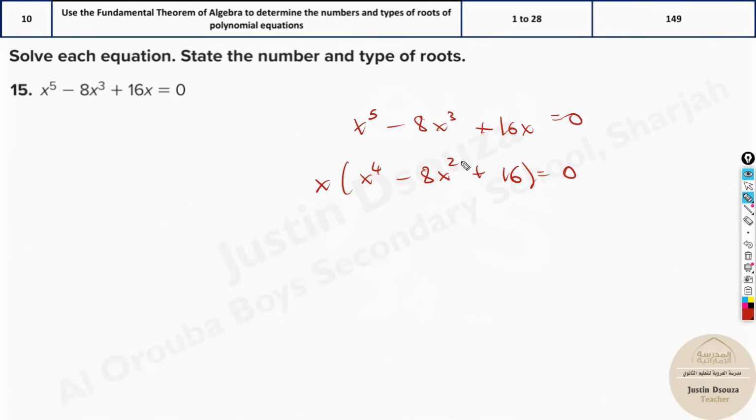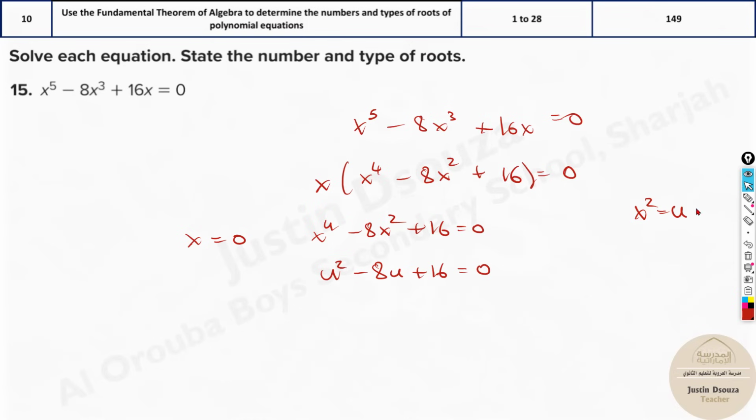Now this one has even powers. This can be written as a quadratic. You can't directly solve it. You can't put this in the calculator, or you can't just take x squared because there's 16 here. So it can be equated as x is equal to 0, x power 4 minus 8x squared plus 16 is equal to 0. Assume x squared is equal to u. So it is u squared minus 8u plus 16 equals 0.